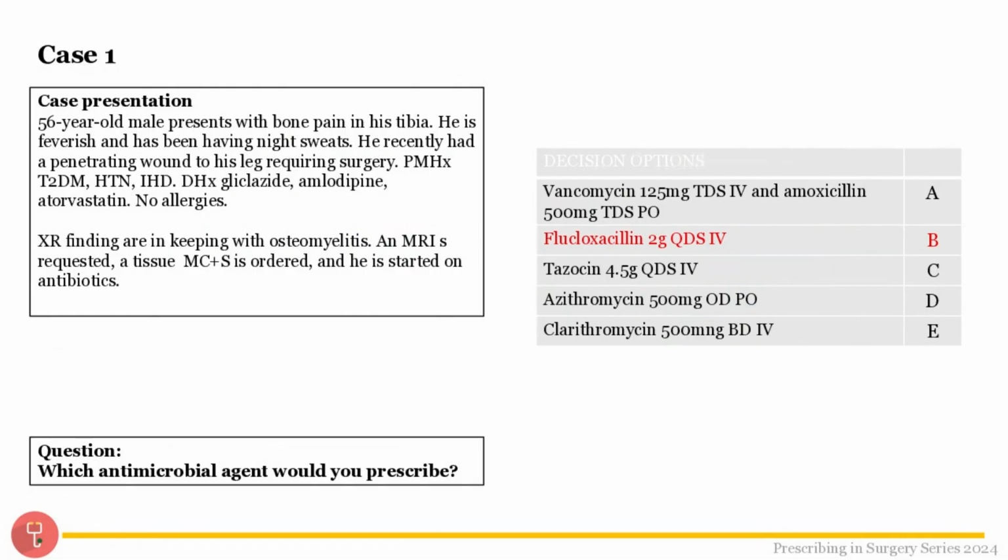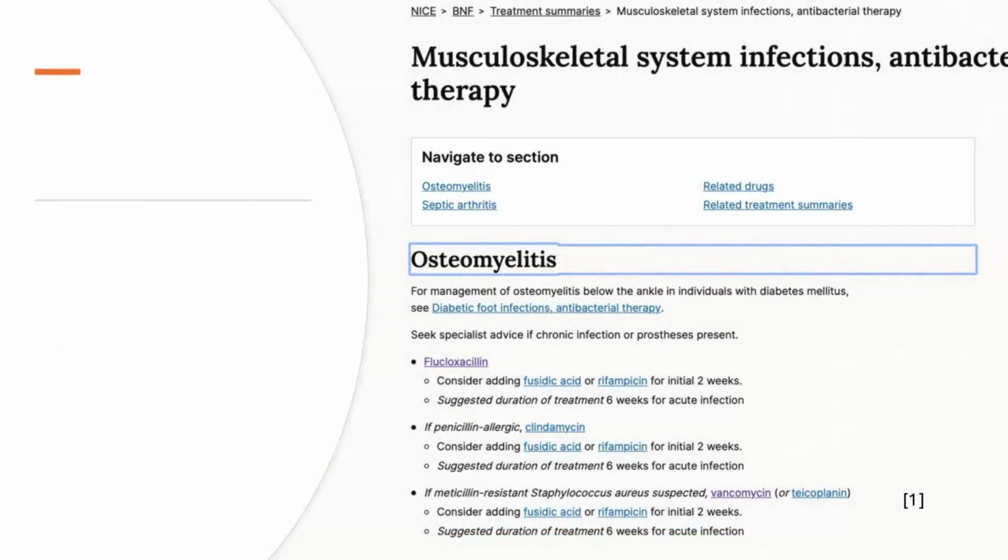Okay, so the answer here is actually flucloxacillin. This is the first line normally for osteomyelitis, and it's normally given 4 times a day, and it's normally IV. So this is just to show you how we've got to that. If you look up osteomyelitis on the BNF, this is what it says: starting off with flucloxacillin and consider adding fusidic acid or rifampicin. And then in penicillin allergies, clindamycin, and using vancomycin only when MRSA is suspected. I hope that makes sense.